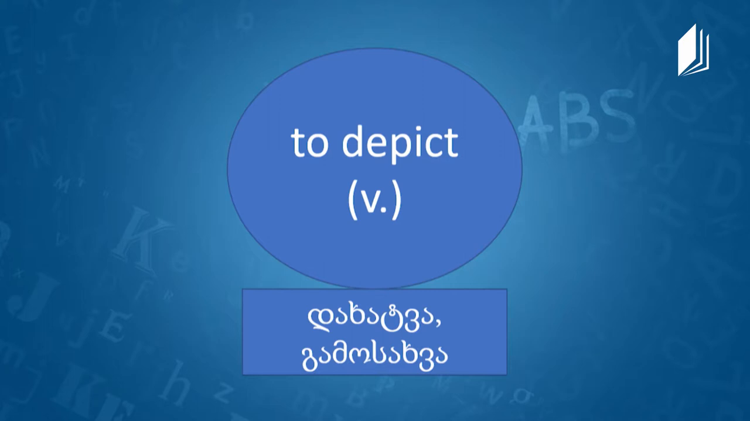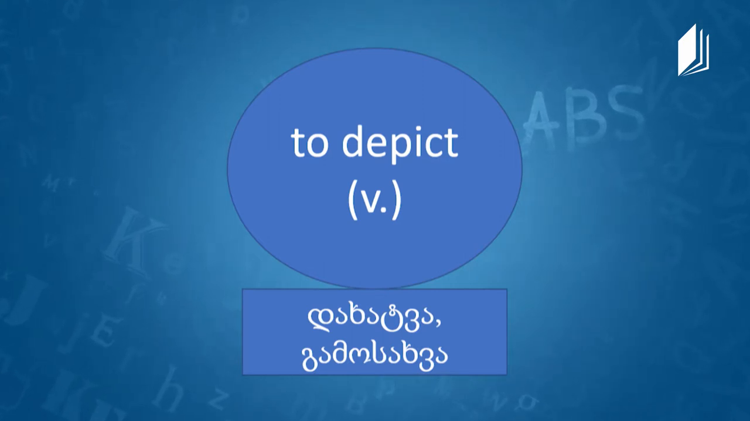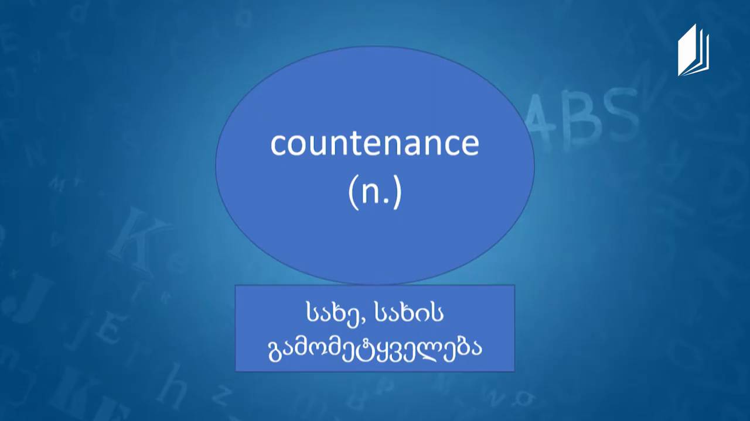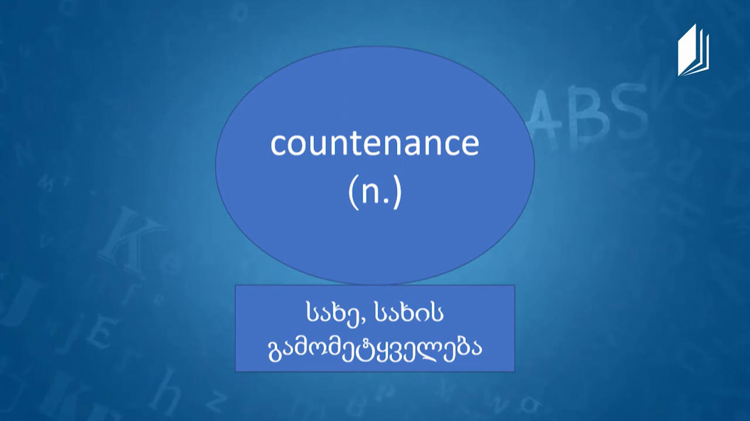Okay, let's move on to the vocabulary. We have quite a few words to talk about. Our first word, to depict. Depict, it's a verb, and it is to represent something as if by a painting or to portray something. Our next word is countenance. Countenance, it's a noun. This is the appearance of something, especially the look on someone's face.